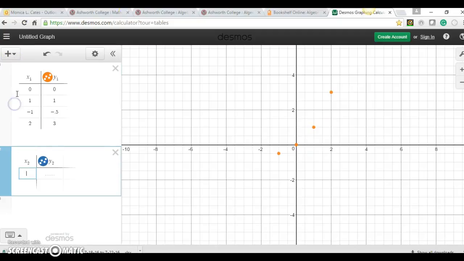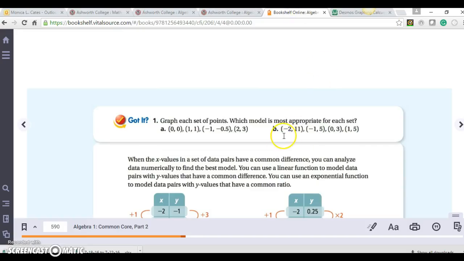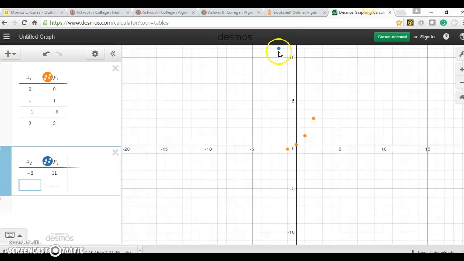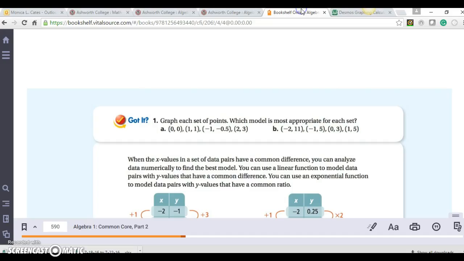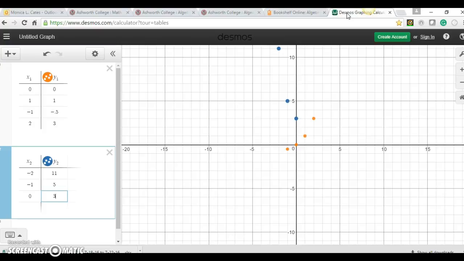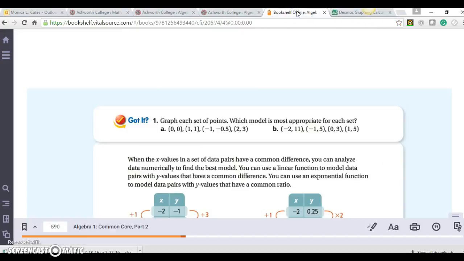I'm going to add my table for part B. So I have -2 and 11. So I have -2, 11. You can't see that point. Let me zoom out. There it is up there. It's -2, 11. -1 and 5. There's -1 and 5. Then I have 0, 3. There it is, 0, 3. Then I have 1, 5.